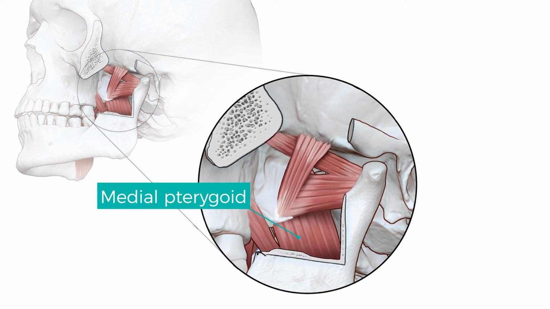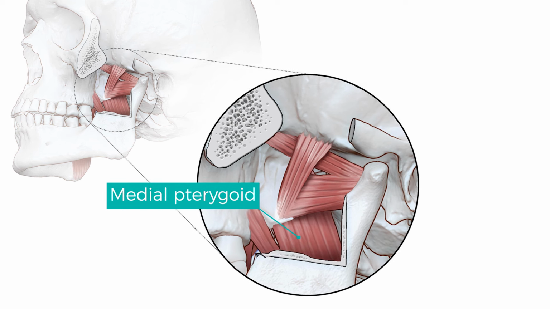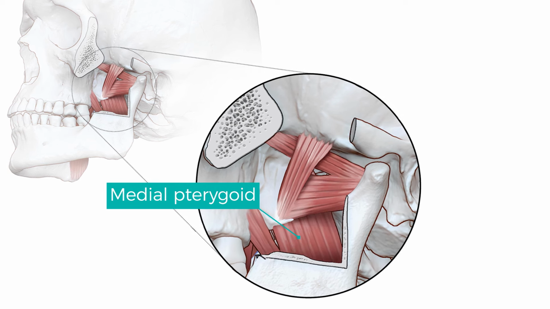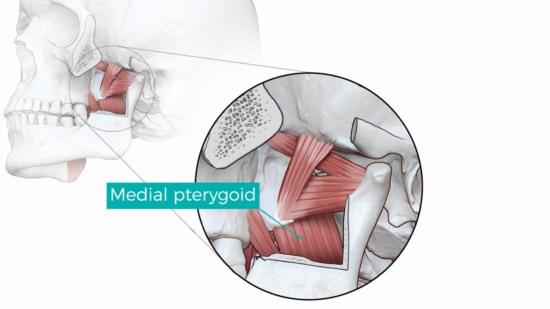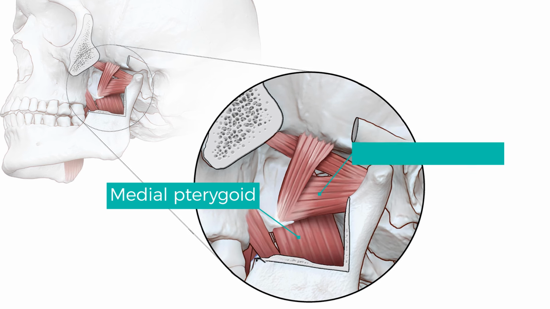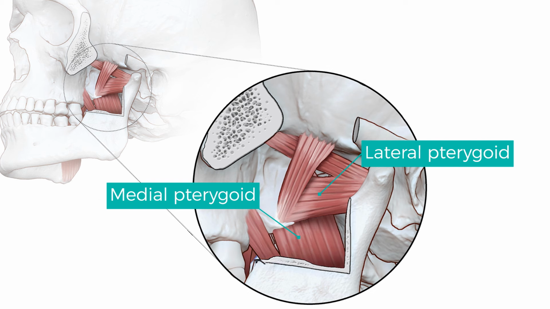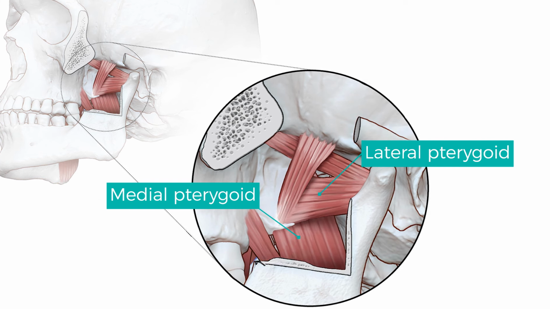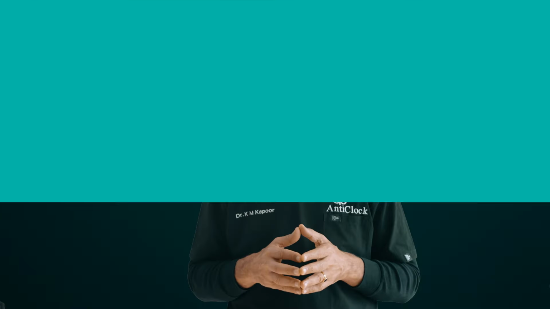Then we have medial and lateral pterygoids. Medial pterygoid works with the masseter to elevate the jaw and also helps in side-to-side movement of the jaw, whereas lateral pterygoid is responsible for protruding the jaw and assisting with the side-to-side movements. These muscles are located deeper in the tissue layers and are essential for effective chewing, grinding, and controlling jaw movement.